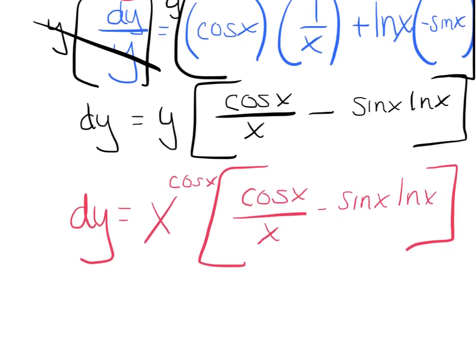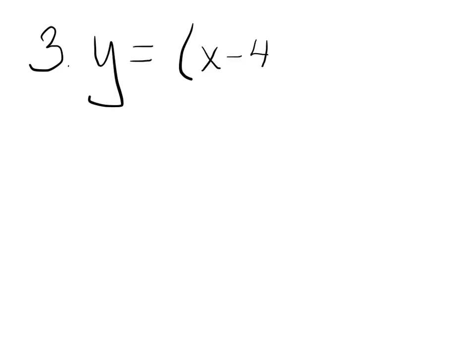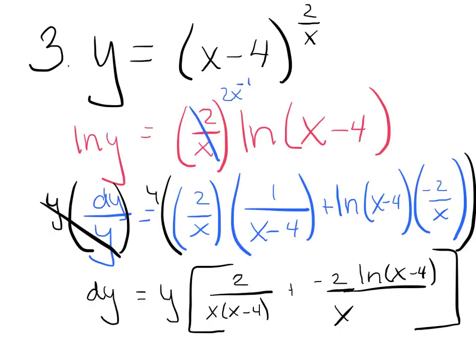So example 3, let's say y equals the quantity x minus 4 raised to the 2 over x. Okay, so again, pause it, try it on your own, and we'll meet back. Alright, well hopefully you can follow my work. I used my ln property here in red, which brought the exponent down, and then I just rewrote this as 2x to the negative 1 for myself.